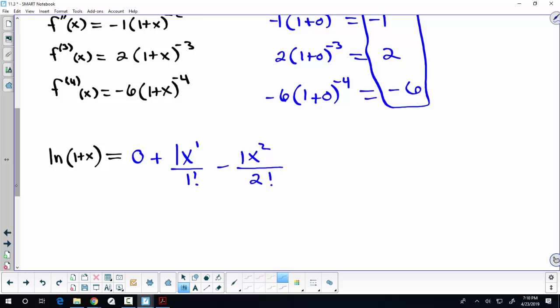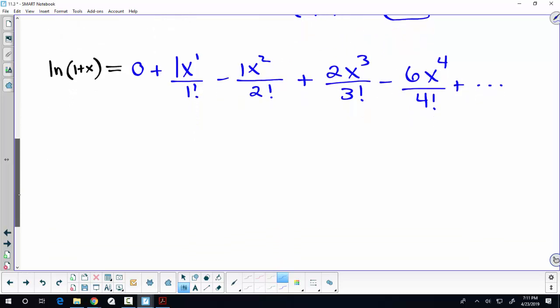Next coefficient was 2, coming from the third derivative. And then the fourth coefficient was negative 6, coming from the fourth derivative. It's an infinite sum. We're just going to stop at the first four. We were asked to find the first four. That allows us to see a pattern. So we're going to write this as a sum.